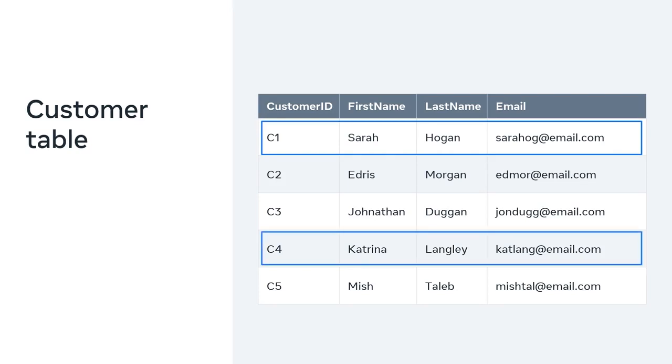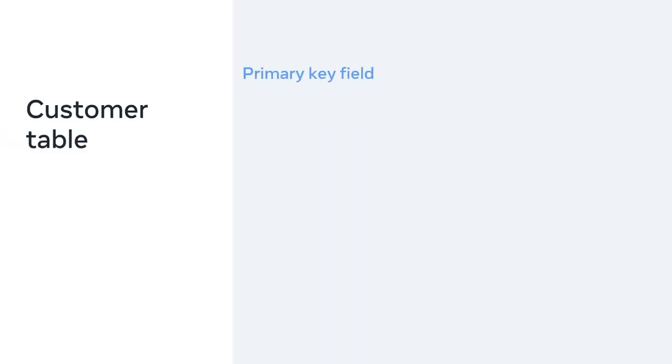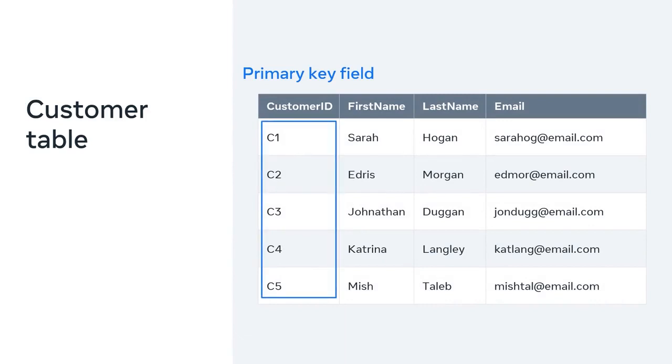And Katrina Langley, who has a customer ID of C4, is another customer instance. What's most important is that each of these customer instances, or records, must be uniquely identifiable. But what if two or more customers share similar info, like the same first name or last name? To avoid this confusion within the database, you can use a field that contains only unique values like the customer ID. This is called a primary key field.